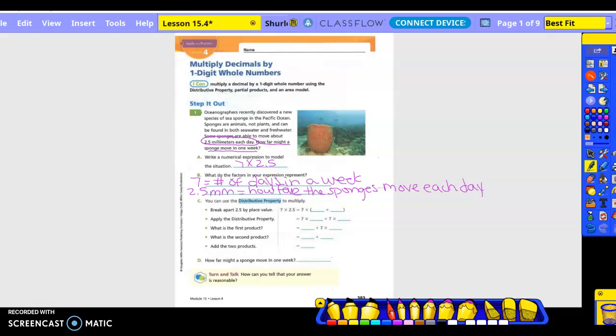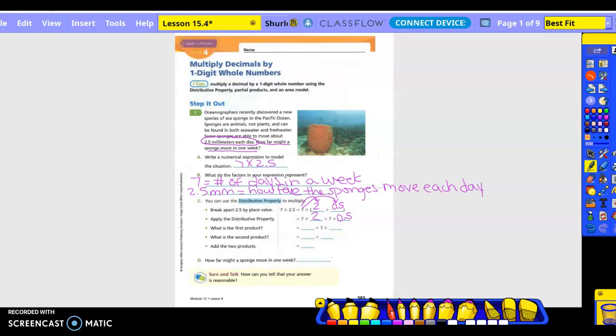Okay, so you can use the distributive property to multiply. So first of all, they want us to break apart our numbers into smaller things so it's easier to work. So basically, you're going to take 7 times, and then we would break the 2.5 into a 2 and a 5/10. So then you would plug the 7 through. So you would take the 7 times the 2, and then you'd also take the 7 times the 5/10. That's how you do distributive property, right?